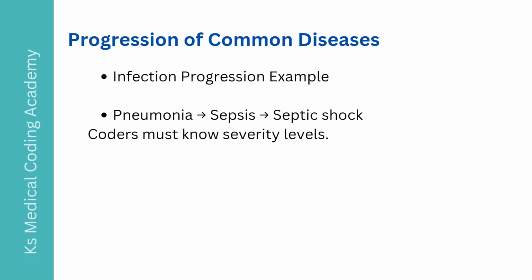Disease progression examples. Infection progression. An infection like pneumonia can progress to severe complications such as sepsis or septic shock. Each level of progression has separate ICD-10 codes that must be documented carefully.